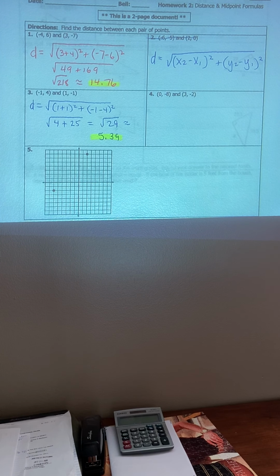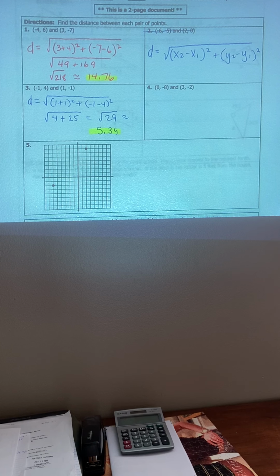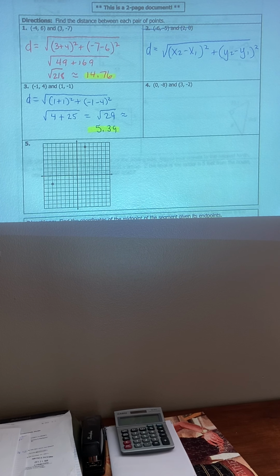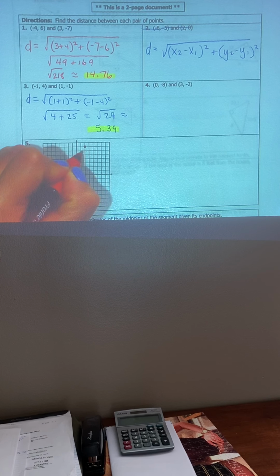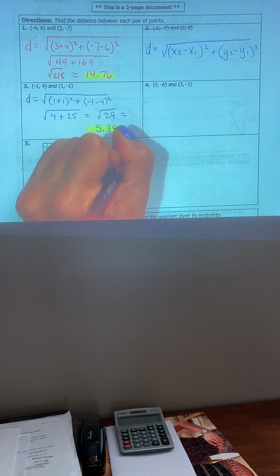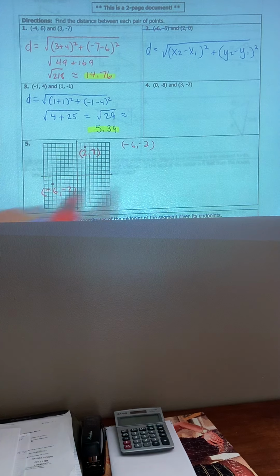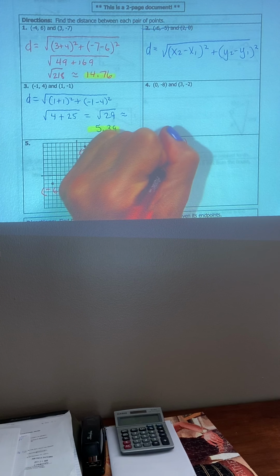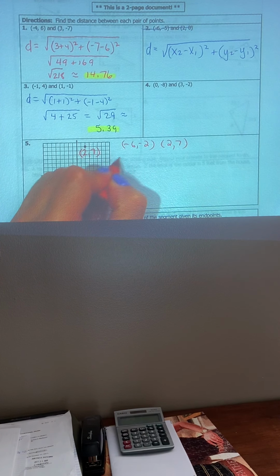All right, let's do the one here. What are my two ordered pairs? My two ordered pairs here are 2, 7, and, counting 1, 2, 3, 4, 5, 6, negative 6, negative 2. Now, it doesn't matter which ordered pair is first, but I always go to the one on the left, so we have negative 6, negative 2, and 2, 7. And that's how I would do my distance formula.